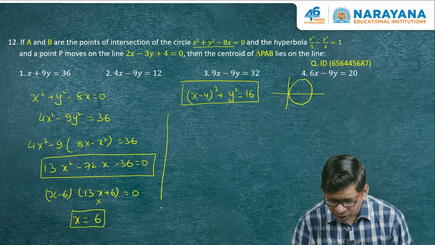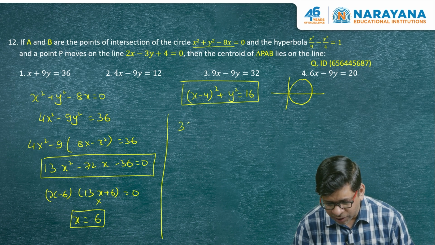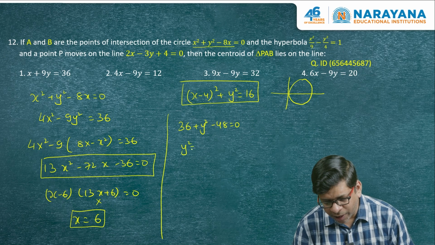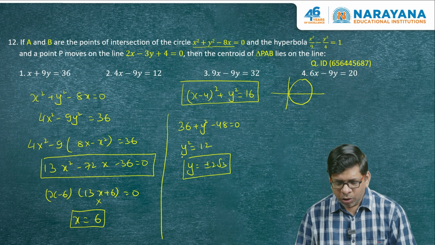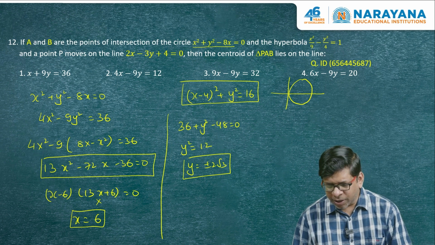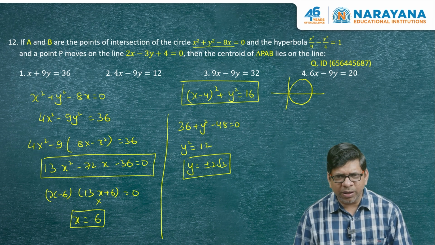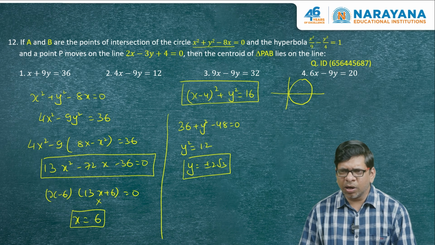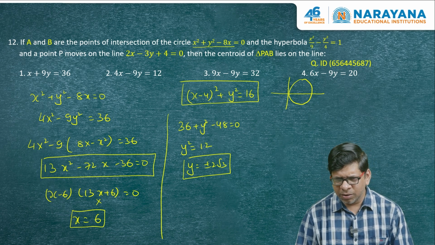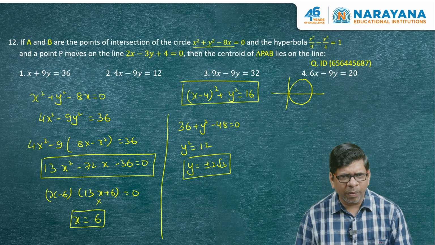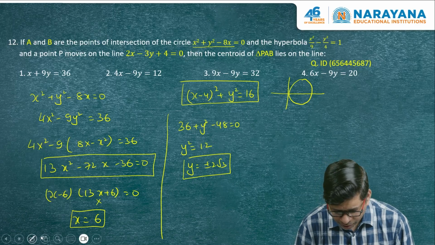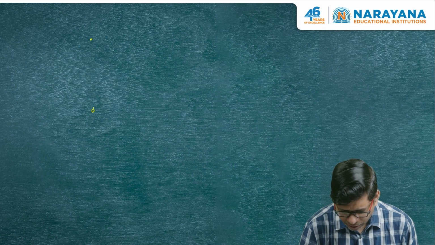If you put x equal to 6 in the circle equation, then 36 plus y square minus 48 equal to 0, y square becomes 12, y becomes plus or minus 2 root 3. So the hyperbola and the circle intersect at (6, 2 root 3) and (6, minus 2 root 3). As both the curves are symmetric about the x-axis, they should meet on a double ordinate. So only these 2 points are important, and I am marking these 2 points.